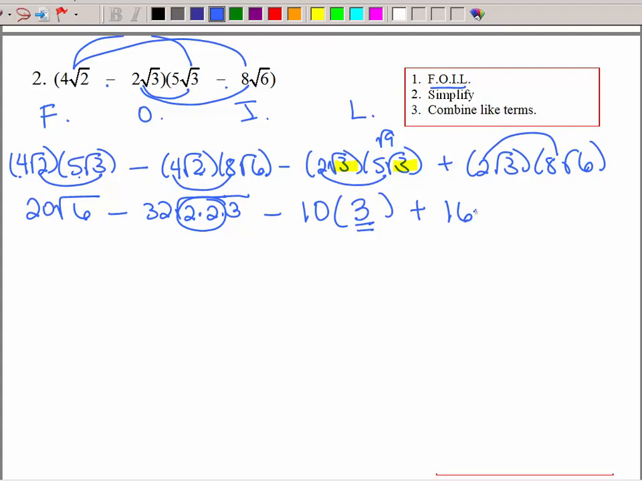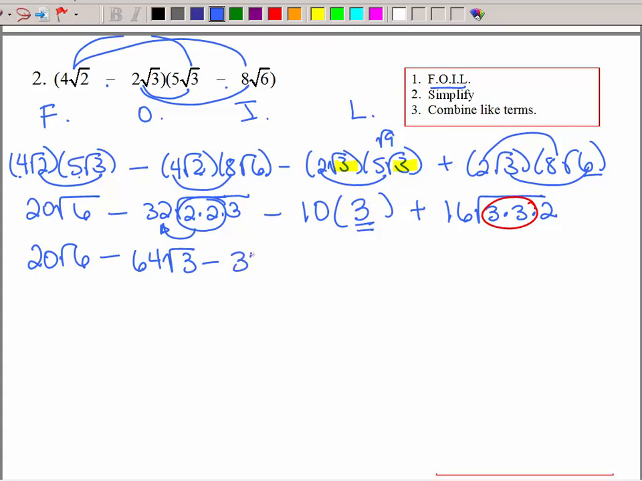Outside, that's 16. Inside, that's 3 times 6, and 6 is 3 times 2. Again, you could write 18, then you need to factor it anyway, so I'm just skipping that step. So here I have 20 square root of 6. The 2 comes out, times 32 is 64. No radicals, that's just 30. 3 times 16 is 48. And it leaves that 2.